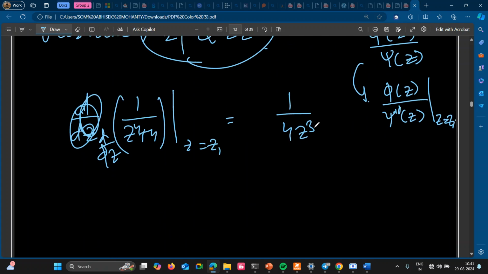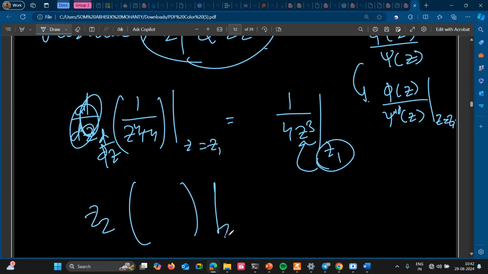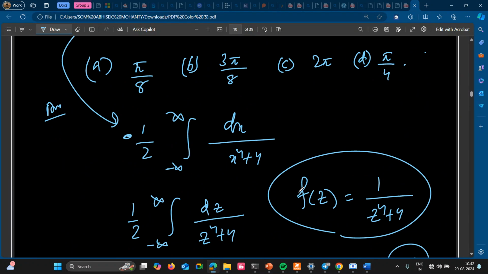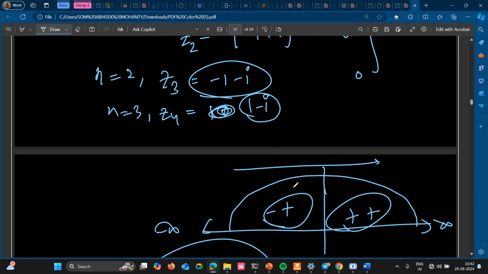So what was z1? Whatever value we got in the previous part, just put it. And z2 is also the same thing, with z is equal to z2. Okay, I hope you can do it now. I have almost done the entire thing. Please take your time and finish this one.